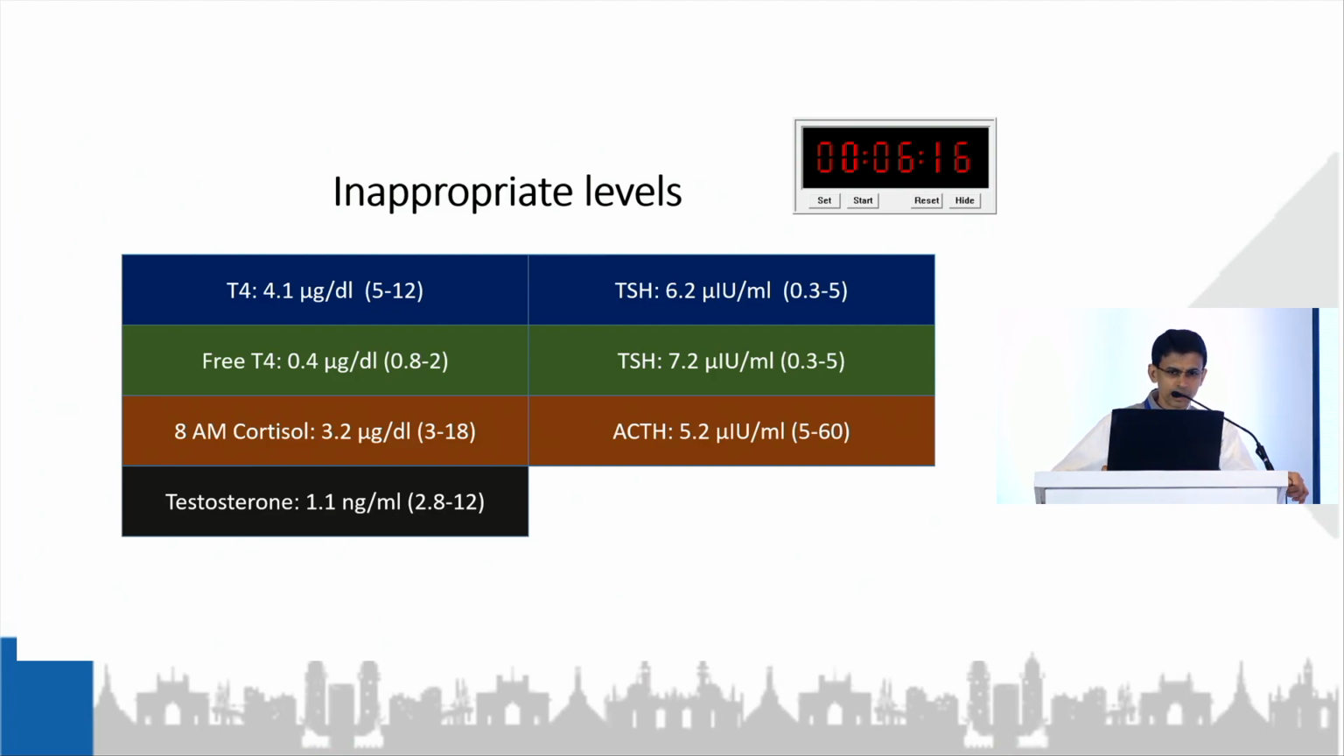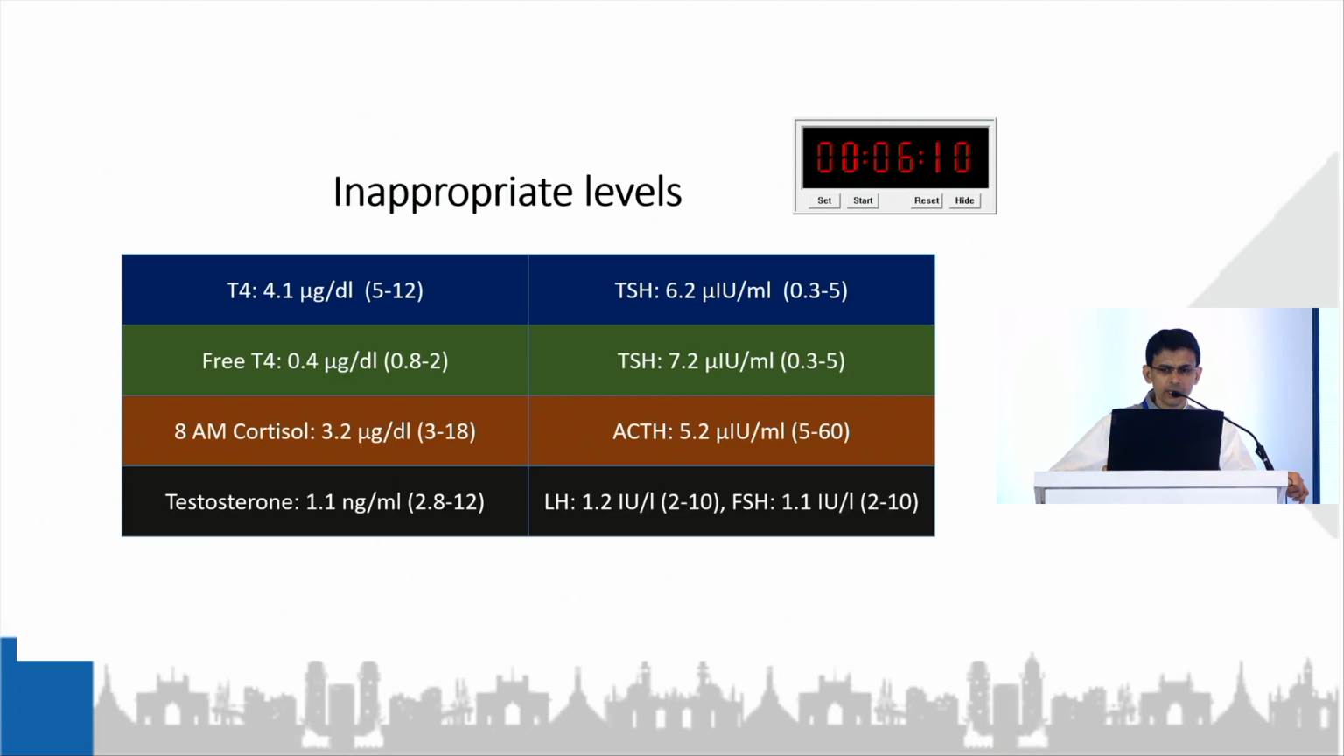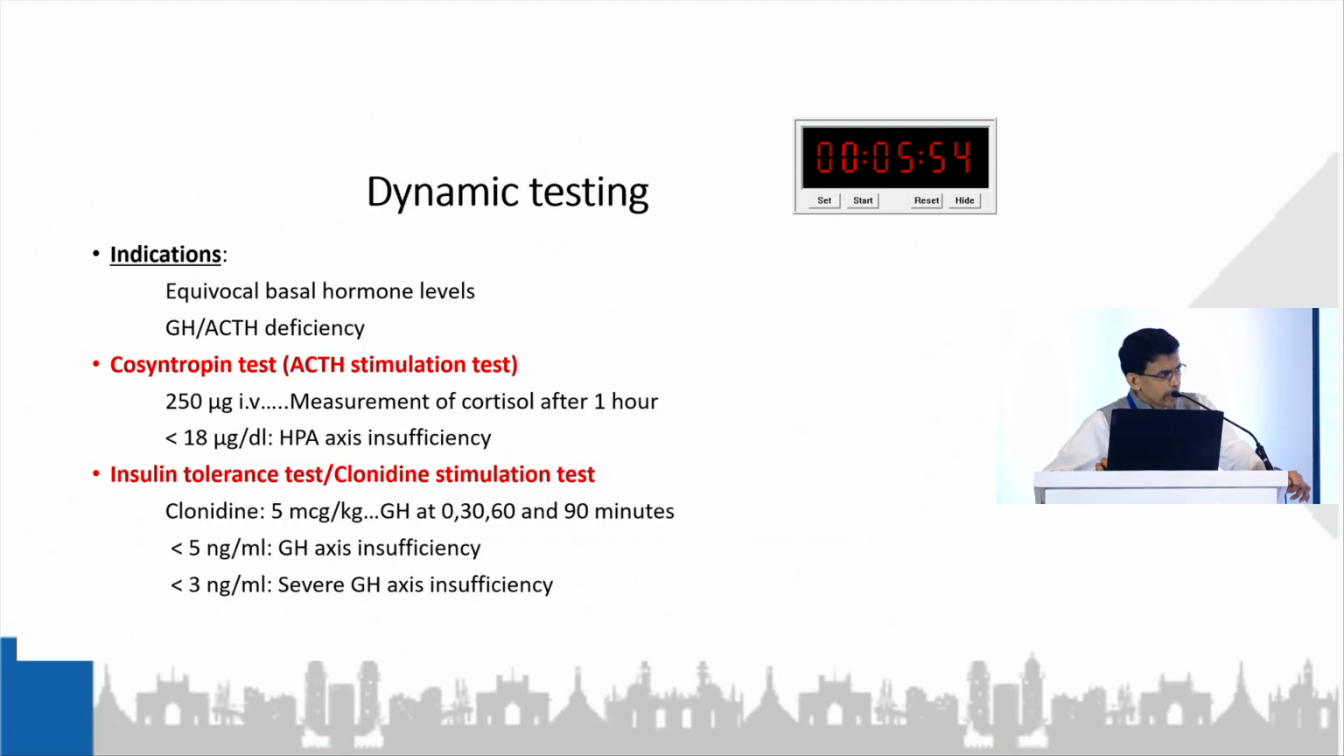So if the testosterone is 1.1, you repeat it again with a morning sample. If the testosterone still comes as 1.1, then look at the LH. If it's coming low, 1.2, or FSH 1, whatever, so if you are getting low FSH or LH, then you have to think of a pituitary cause as the cause of gonadotropin deficiency, hypogonadism.